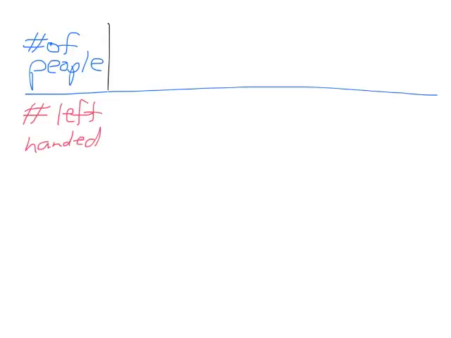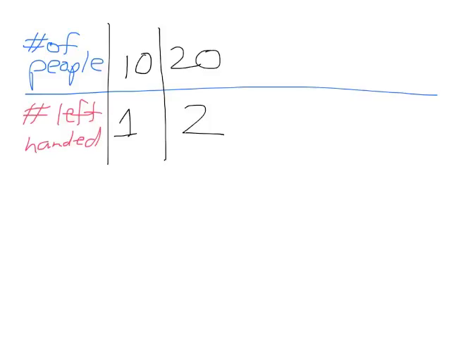Now, we know that if there are 10 people, 1 is left-handed. Right. So what can that lead us to? Well, if we look for a pattern here, although it's not many numbers to make a pattern, it seems reasonable to think that if there are 20 people, twice as many people, you're going to have twice as many left-handed people. So 2 would be left-handed. If we continue that, if there were 30 people, that would probably mean there are 3 left-handed.